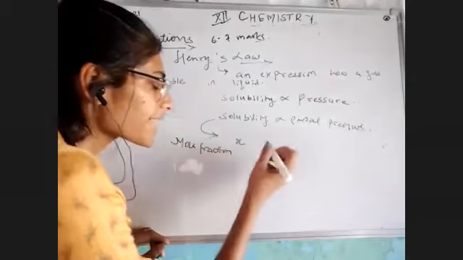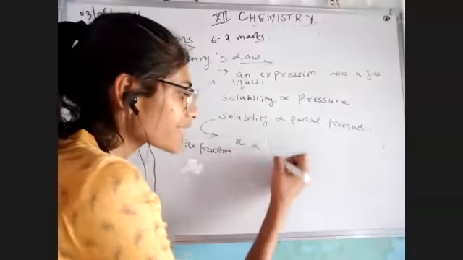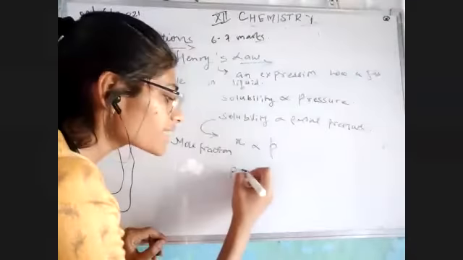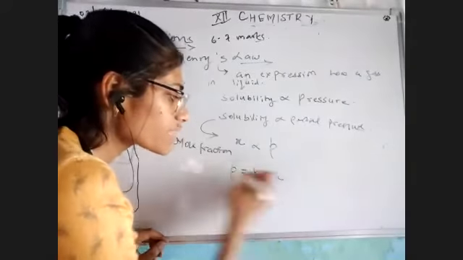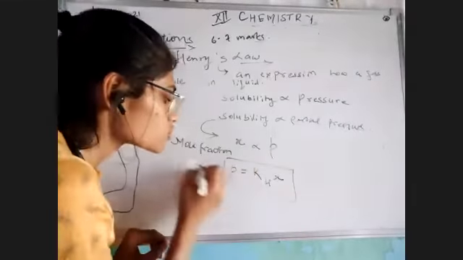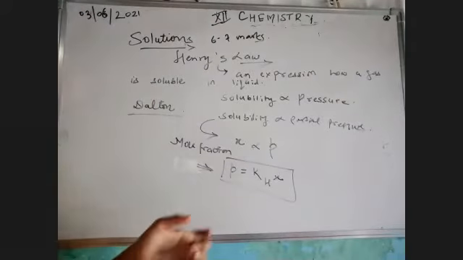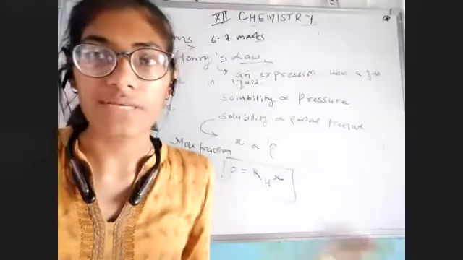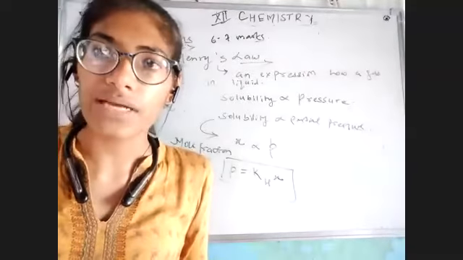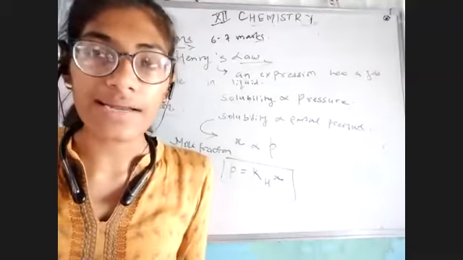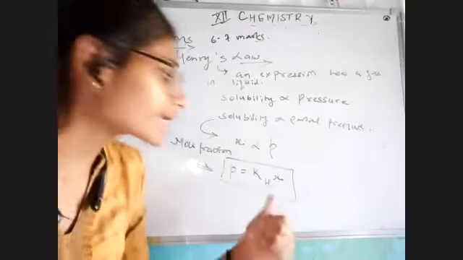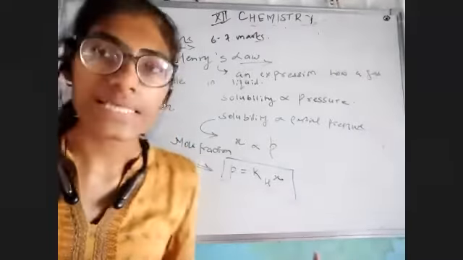Hence, according to him, X is directly proportional to P. And whenever we remove the proportionality constant, we get P equals KH X. This is known as Henry's law. According to Henry's law, the partial pressure is directly proportional to the mole fraction of the gas, or we can say the solubility of the gas, which are both interrelated. And by removing the proportionality constant, we get the Henry's constant known as KH.